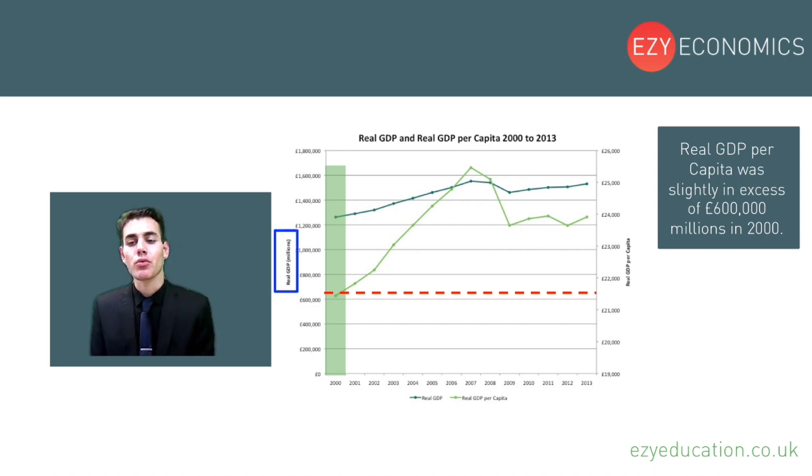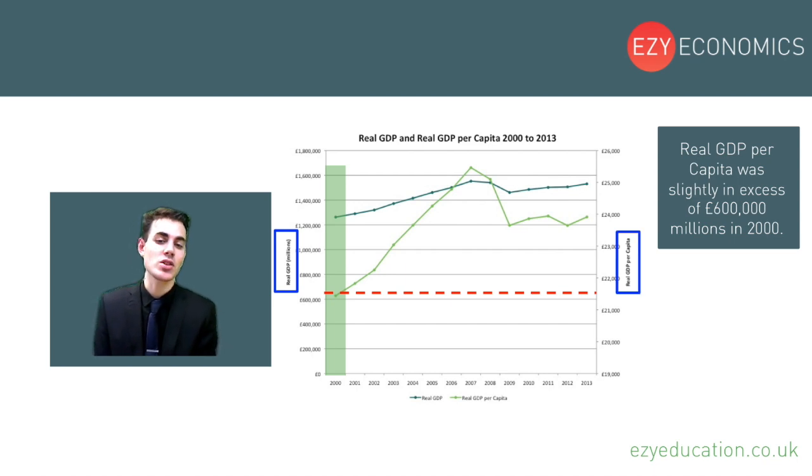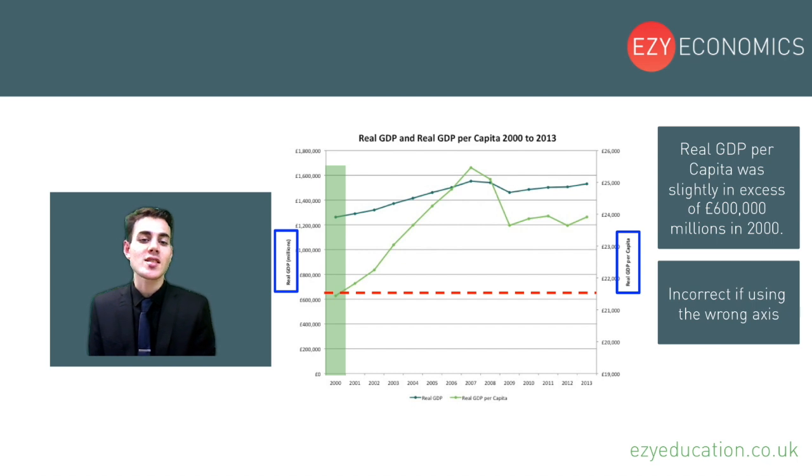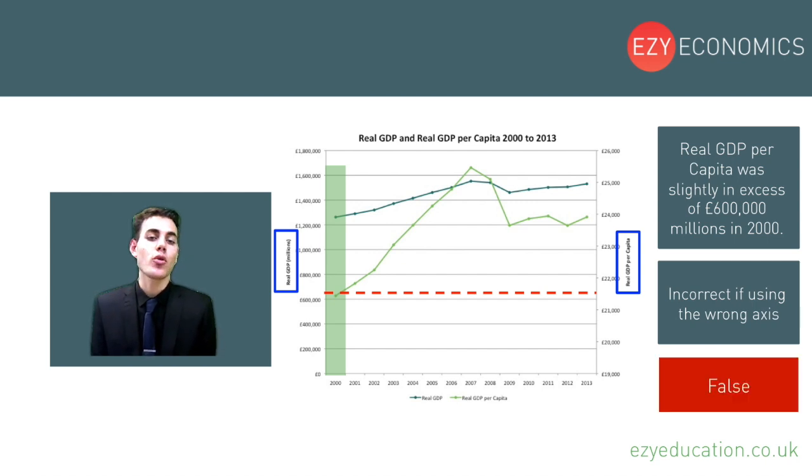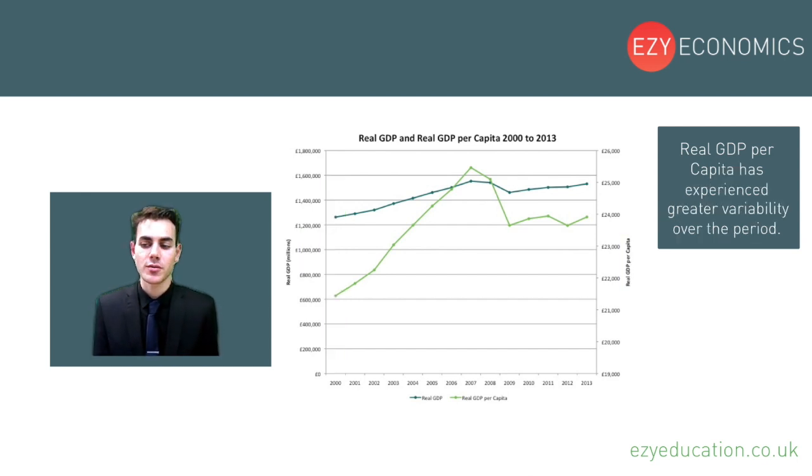If we interpret the real GDP in terms of millions axis, the statement actually is correct. However, if we actually use the correct axis, which is the real GDP per capita axis, we get a number that's nowhere near 600,000 million pounds. So because in this particular situation we would be using the wrong axis, this statement is false.